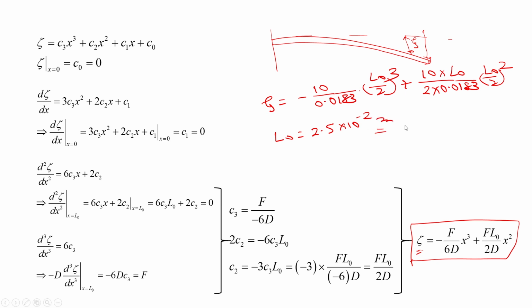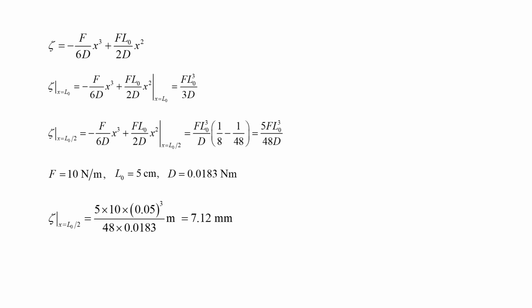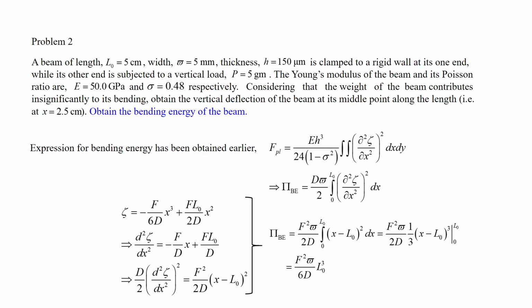So, you substitute all that, and you can obtain what this quantity zeta will be at x equal to L0 by 2, x equal to L0 and all that, and this is not difficult. You can obtain this whole expression, and it comes out to be 7.18 millimeter. That is the answer for it.